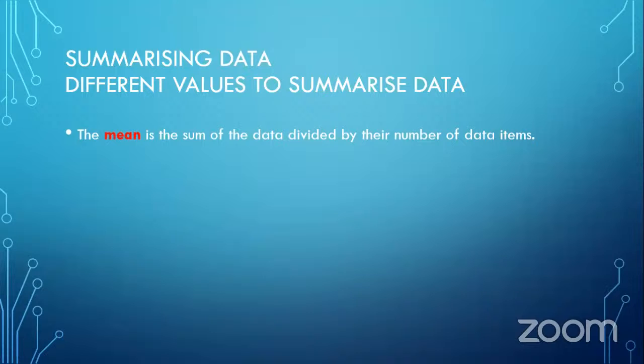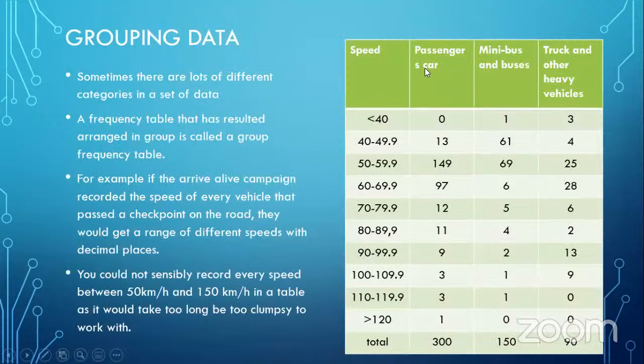This is theoretical, informational data. This is theory, but we have to calculate at the end of the day. So the mean is the sum of the data divided by the number of data items. Do you understand it? Let's say passenger cars. I'm just making an example, just for you to understand what a mean is.